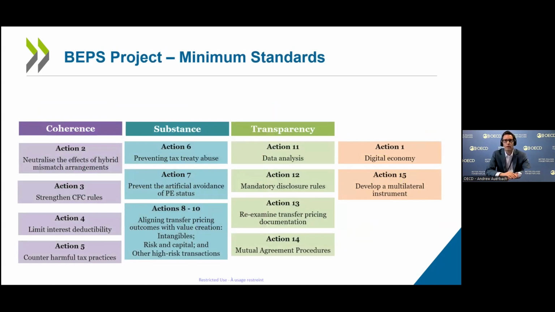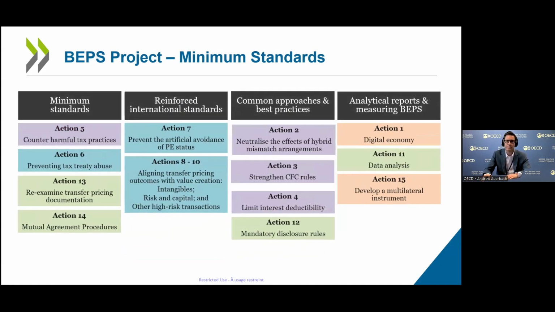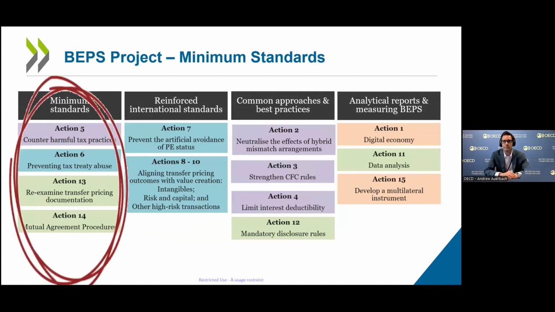Today, more than 145 jurisdictions are members of the Inclusive Framework on BEPS. A key function of the Inclusive Framework is to monitor progress and review the implementation of those 15 BEPS actions. In particular, the Inclusive Framework conducts peer reviews of 4 BEPS minimum standards. These minimum standards are Action 5 on harmful tax practices, Action 6 on tax treaty abuse, Action 13 on country-by-country reporting, and Action 14 on dispute resolution.